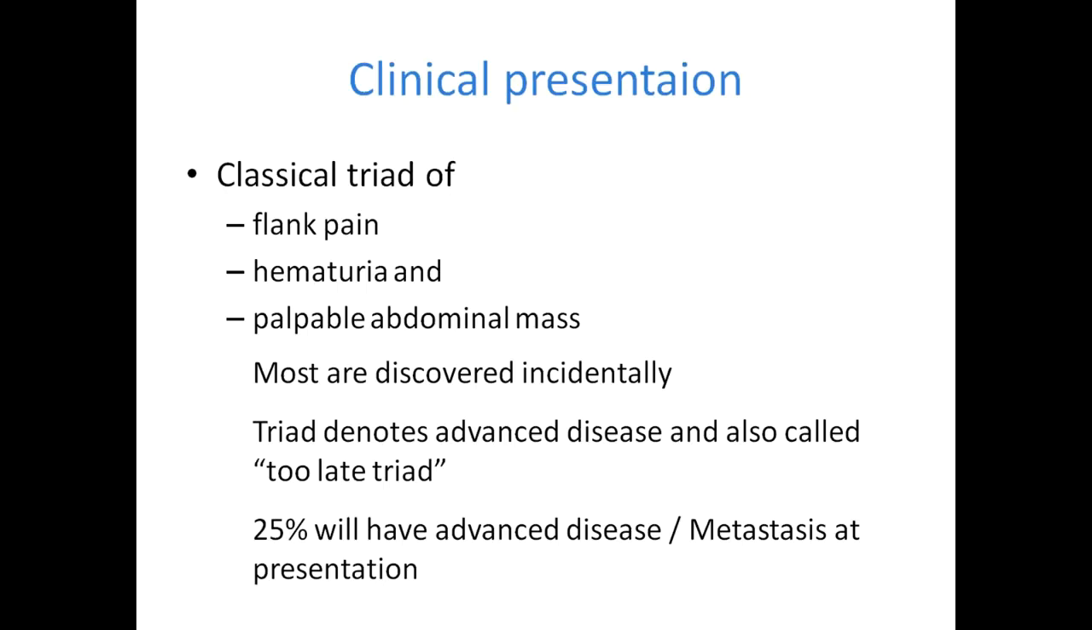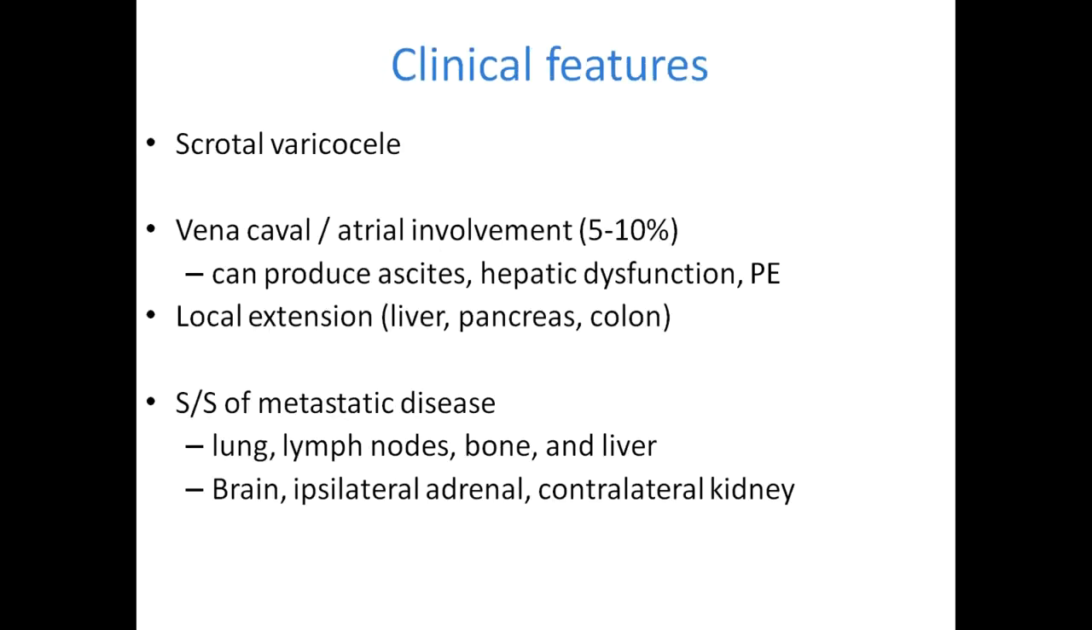The clinical presentation of renal cell carcinoma is flank pain, hematuria, and a palpable abdominal mass. But as I told you earlier, because scans are quite common now, most of them are discovered incidentally in the asymptomatic phase. This classical triad of flank pain, hematuria, and mass is usually only seen in a very late presentation, in probably 10% of the cases. In such a situation, almost all of them will have advanced disease with metastasis at the time of presentation.